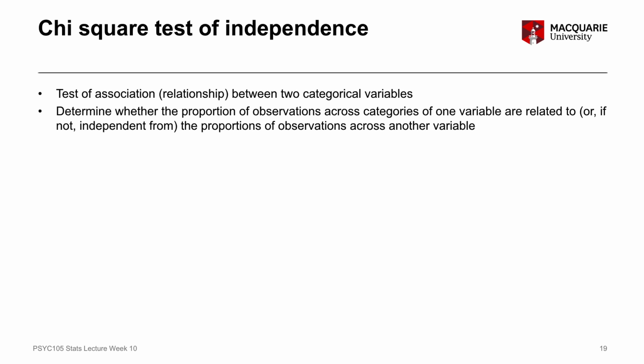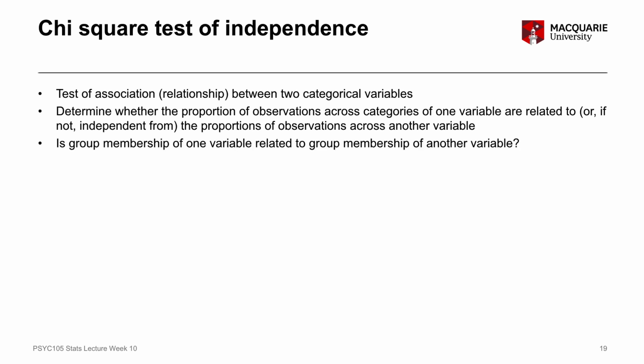So we want to see if the proportion of observations across categories of one variable are related to the proportion of observations across another variable. If they're not related, if there's no association, then we can say that the two variables are independent. That's why it's called a test of independence. And another way of expressing that is to see whether group membership of one variable is related to group membership of another variable. Group just being another word for categories.